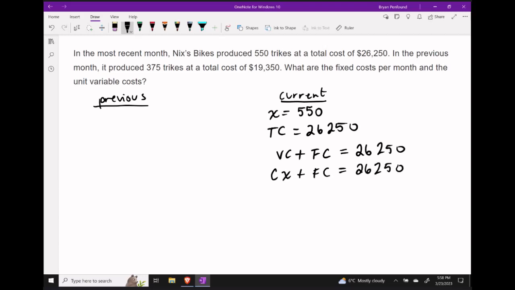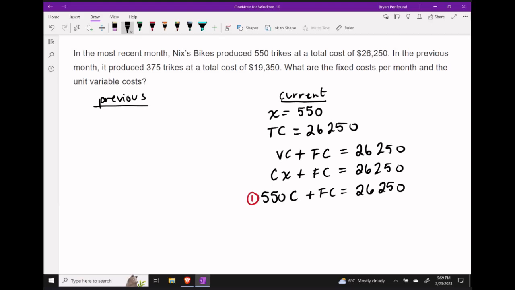And we happen to know the production level. It is 550. So I'm going to sub in 550 for X. And that's going to give us an equation that we can work with in order to answer the question.